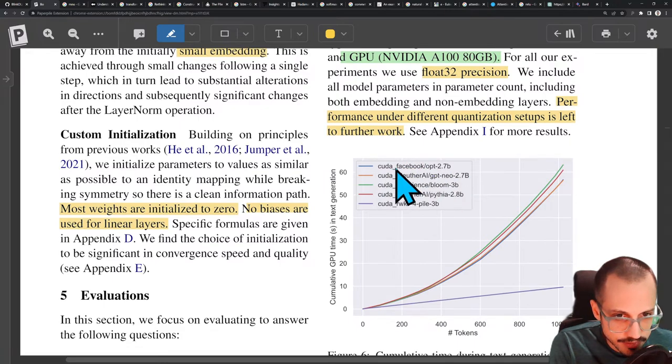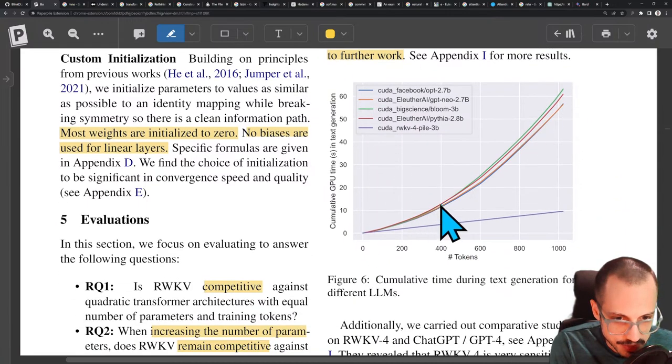Okay, so CUDA Facebook OPT 2.7B, CUDA EleutherAI Pythia 2.8B. These are other models here. So this is a 2.8 billion parameter model, the Pythia model. These are all very small little models, 3 billion, 3 billion, 2 billion. But this picture speaks a thousand words.